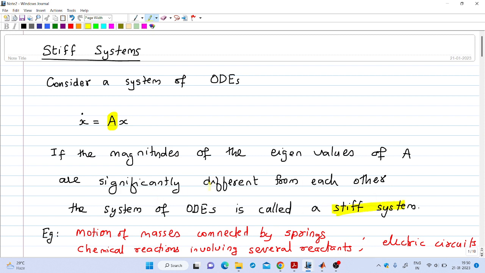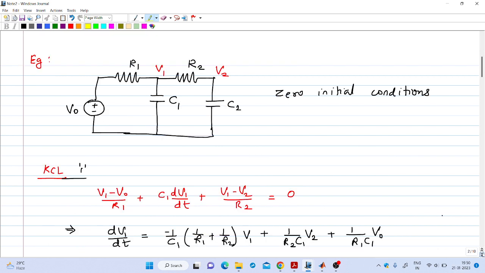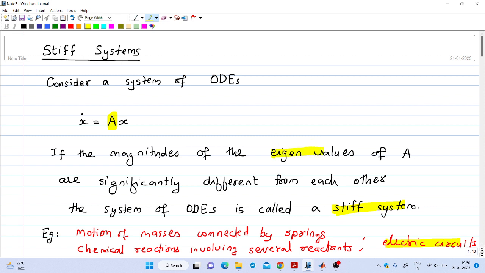We can see examples of stiff systems in chemical reactions involving several reactants, or motion of masses connected by springs, or in electric circuits. So we will see an example from electric circuits. The definition is this: if the eigenvalues of the A matrix are separated in magnitude by large values, if one eigenvalue is very small and another is very large in magnitude, then that will lead to a stiff system of equations.